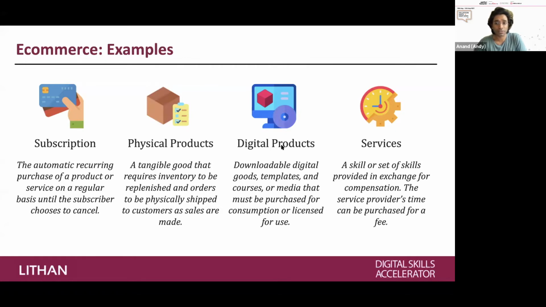Physical products, digital products. Physical products, everybody knows. Digital products is, so if you buy something, let's say, I'm sure a lot of you may have bought an ebook from Amazon. So that's a digital product. If you download, let's say, a VPN software, so that's a digital product. If you buy an antivirus software, that's a digital product.